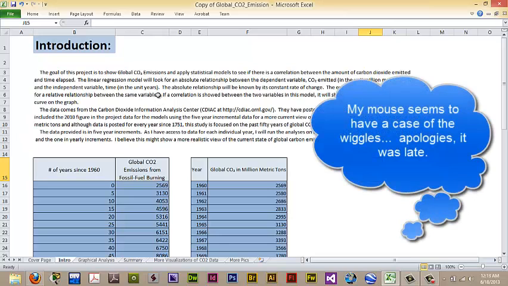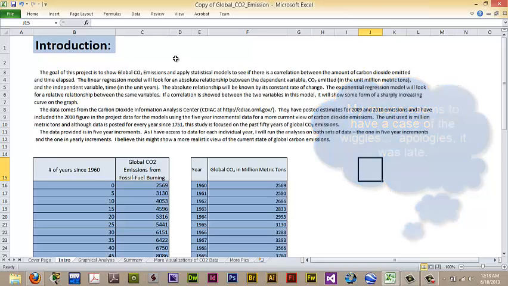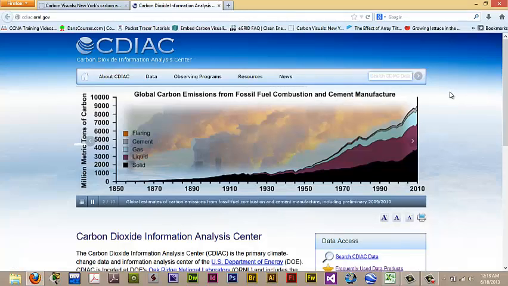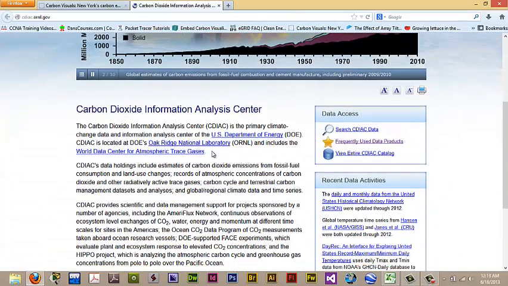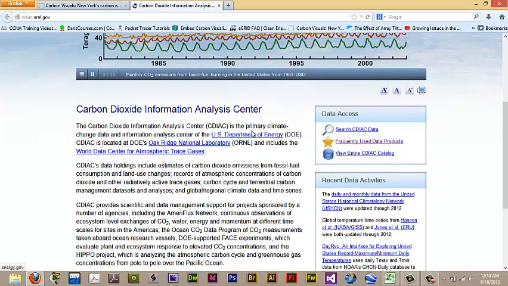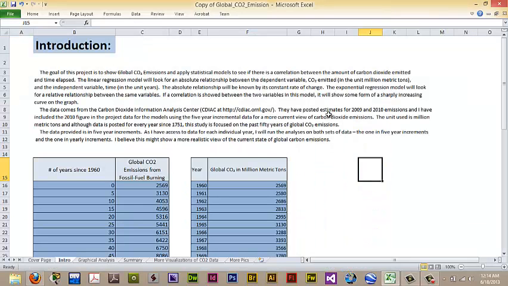The data comes from the Carbon Dioxide Information Analysis Center, and this is what their page looks like. They have a lot of data. It's a DOE, Department of Energy, office, and it's located at the Oak Ridge National Laboratory. They've posted estimates for global CO2 emissions for 2009 and 2010, which was not included in the initial data set.